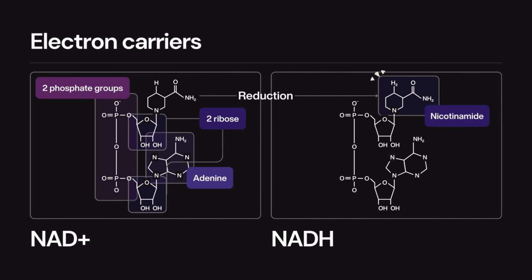Electron carriers such as NAD+ and FAD are small organic molecules that transfer electrons from the breakdown of glucose to the ETC. Upon accepting electrons and a hydrogen ion, NAD+ and FAD are reduced to NADH and FADH2, respectively. In redox reactions, one molecule loses electrons, or is oxidized, while another gains electrons, or is reduced.